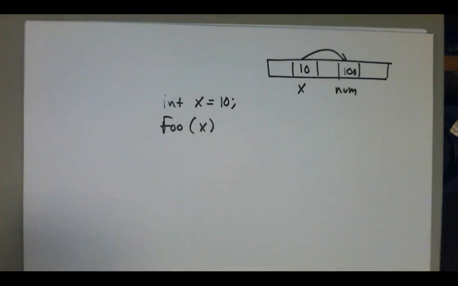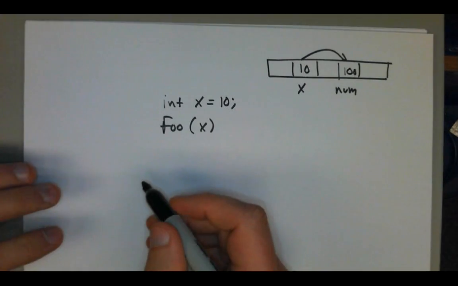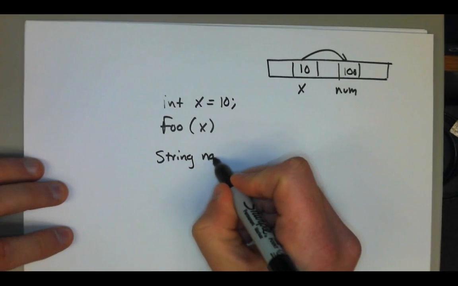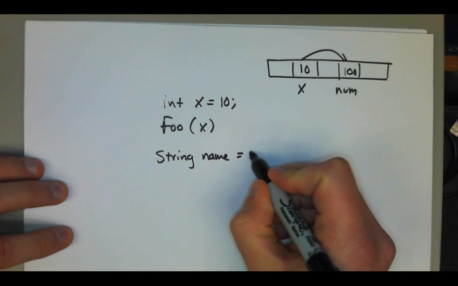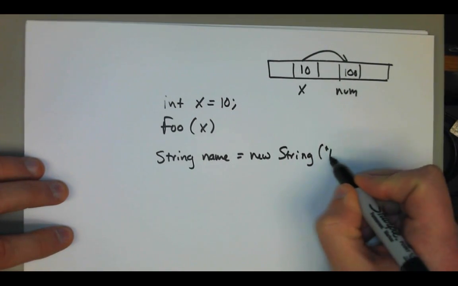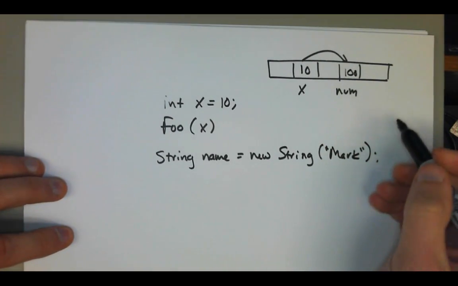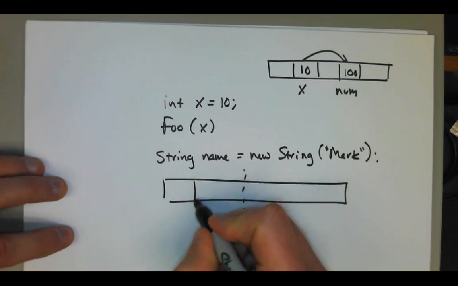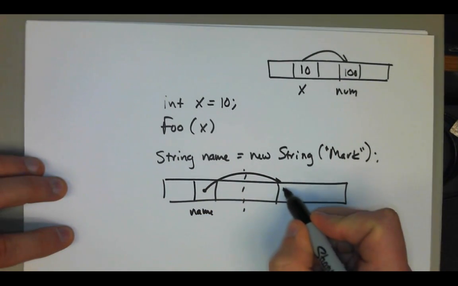However, if we pass in an object reference, things are going to behave a little bit differently. So let's say we had a string called name. And again, this is not a real string, it's just a reference to a string. If we want a real string, we have to create one on the heap. So what we have here, name is a reference. It points to an object on the heap.